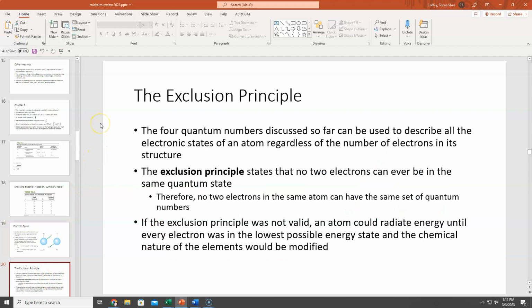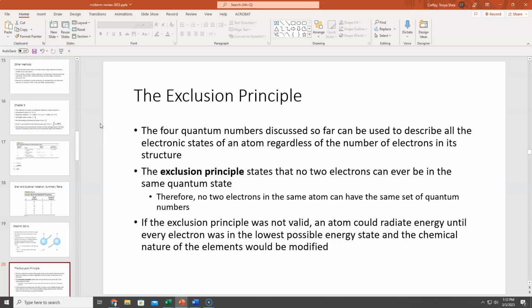We covered the Pauli exclusion principle. The 4 quantum numbers, N, L, M sub L, and M sub S, those discussed so far, can be used to describe all of the electronic states of an atom, regardless of the number of electrons in its structure. So even though the solution to the Schrödinger equation is not exact for multi-electron atoms, it still follows the same patterns and has the same quantum numbers, all right?